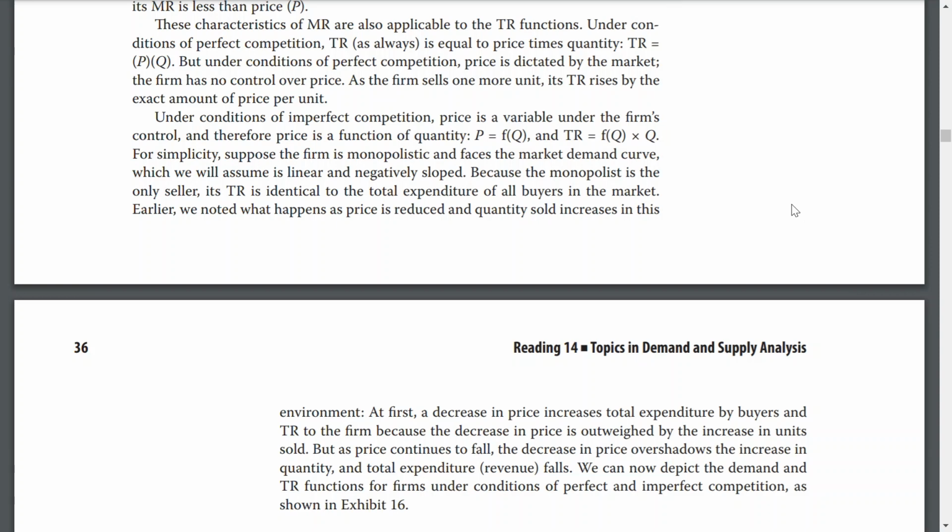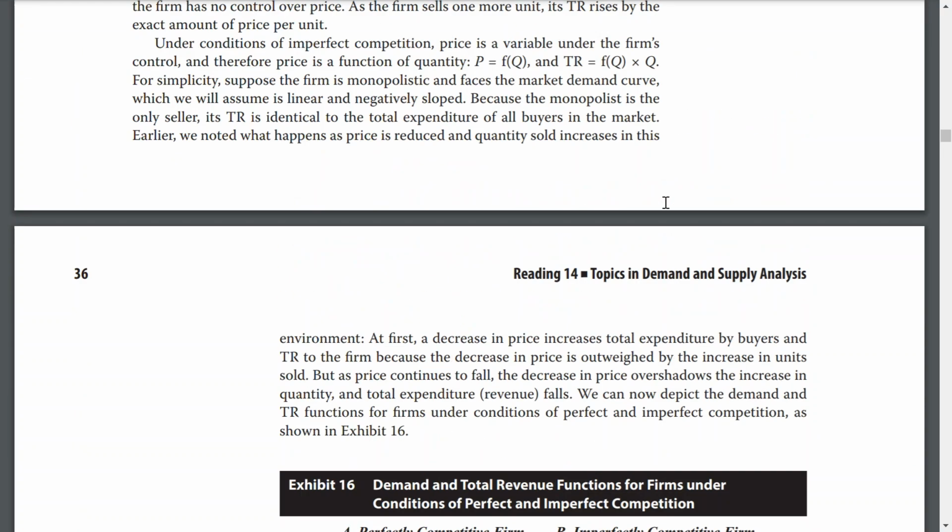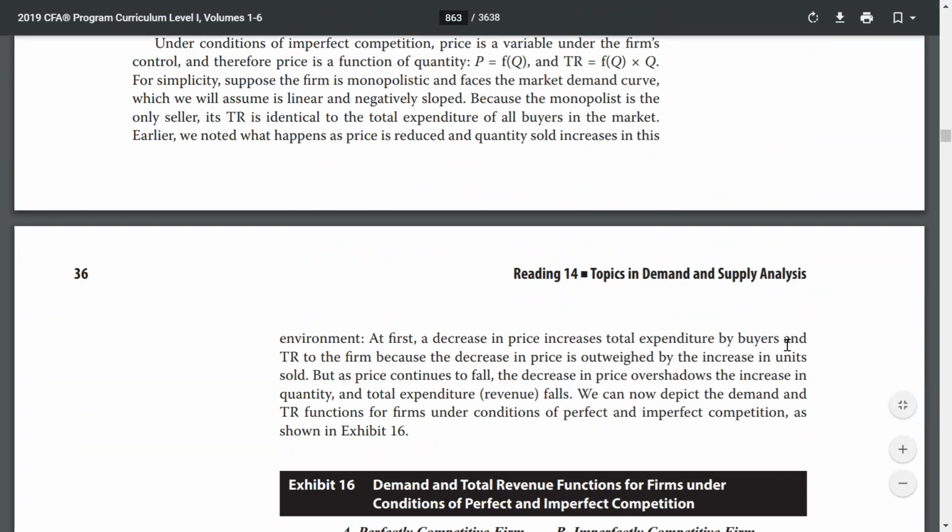as denoted right here. For simplicity, suppose the firm is a monopolist and faces the market demand curve, which we'll assume is linear and negatively sloped because the monopolist is the only supplier. The total revenue is identical to the total expenditure of all buyers in the market. Earlier, we noted what happens as price is reduced and quantity sold increases.